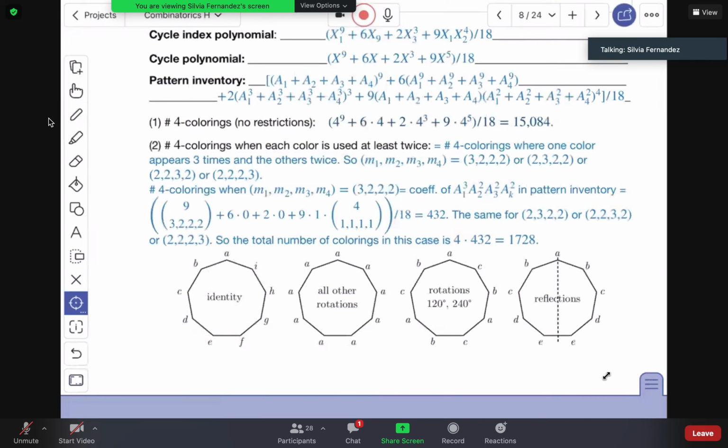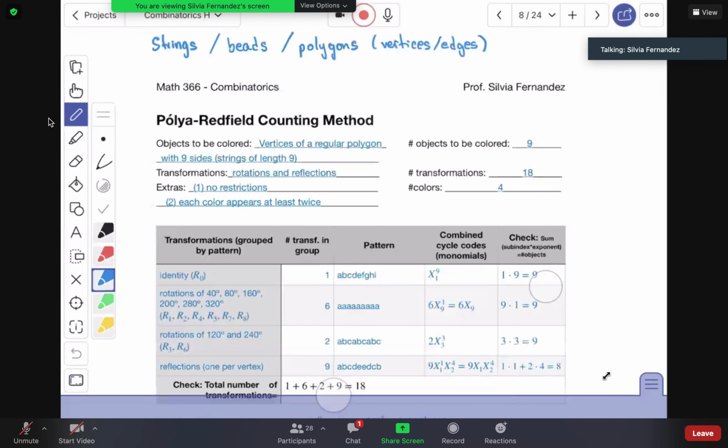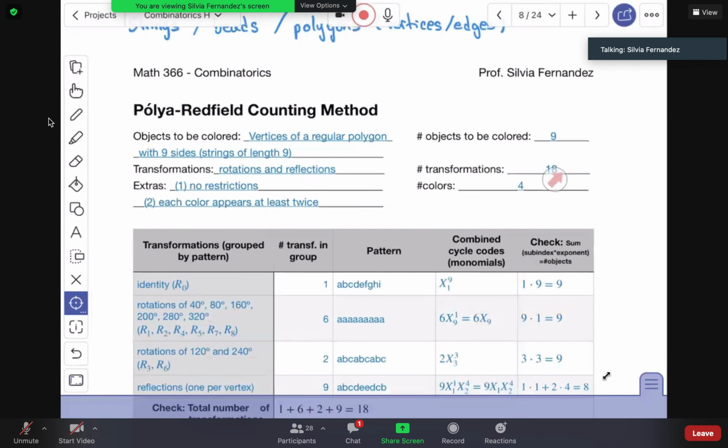I have the identity, I have 8 rotations that are not the identity, and then I have the reflections. For each vertex, I have a line of symmetry, so I have 9 lines of symmetry. I have 8 rotations that are not trivial, so not the identity: 40 degrees and any multiple of 40, so 40, 80, 120, 160, and so on. You can count them. It's 8 of them and the identity. So rotations and reflections, I have 18 of them.